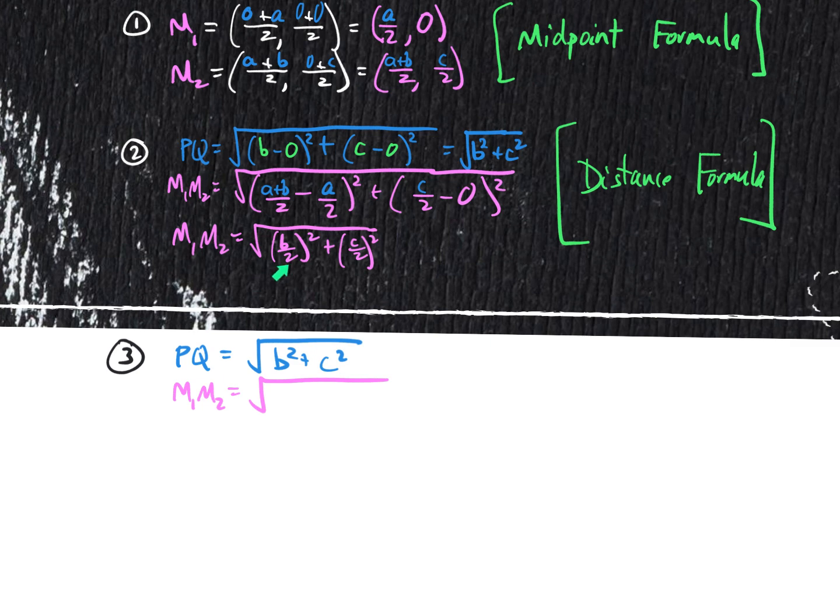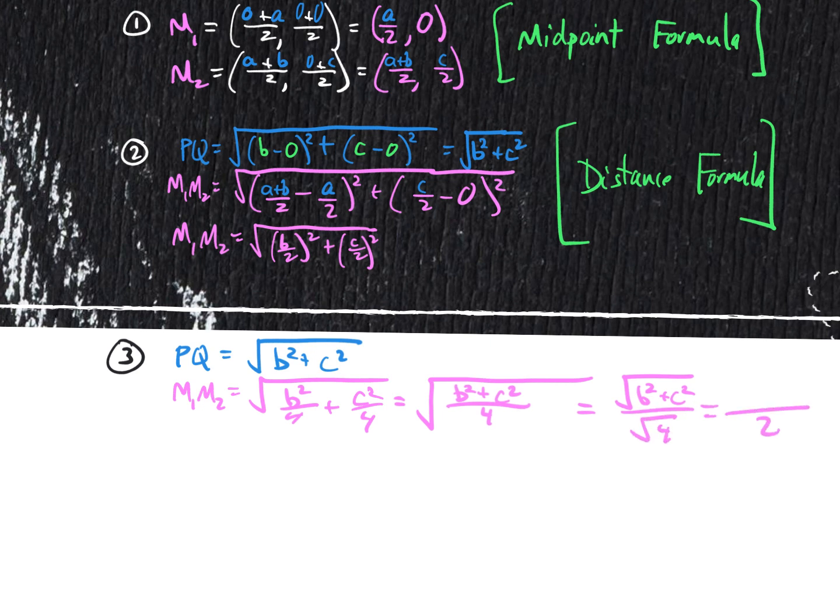And let's go ahead and square b over 2. When you square that, we get b over 2 times b over 2, which is b squared over 4. And c over 2 squared is c squared over 4. So doing some algebra, we have common denominators. So we can rewrite this as b squared plus c squared over 4. And then you learned in algebra that we can rewrite that as the square root of the numerator divided by the square root of the denominator. And what is the square root of that denominator? 2. So let's look at what we've got now.